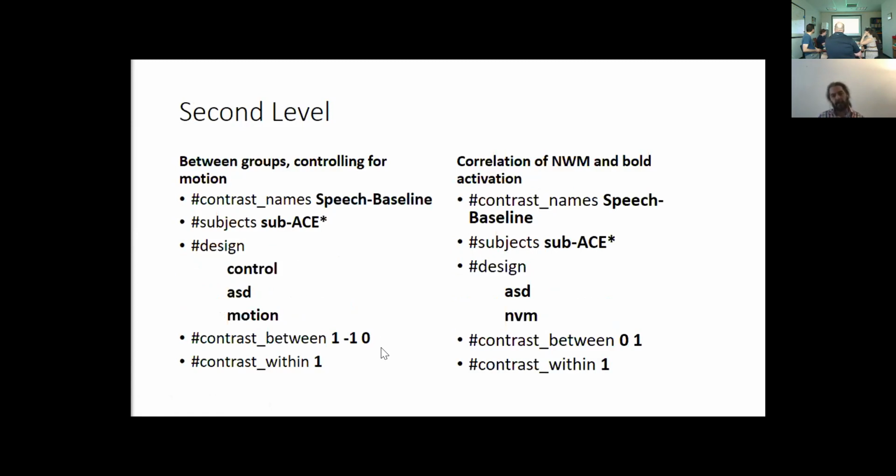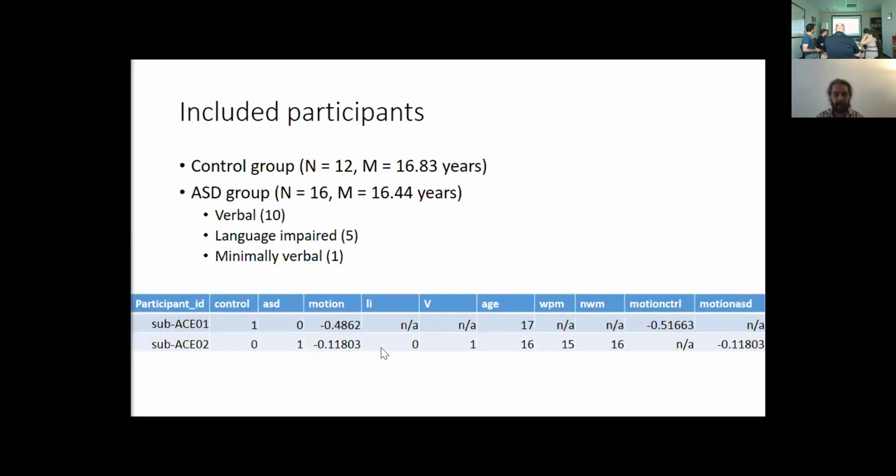Right, and the motion covariate exists for every subject, right? It doesn't have any missing values or anything like that. No, for every subject there's a motion covariate. I also have, which I'm not using right now because I'm not splitting up the groups, a motion control and motion ASD, which was updated. It's the same value, I just reset it by motion.